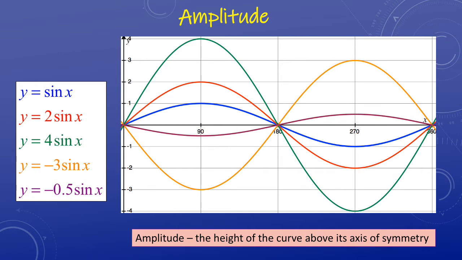So in y is equal to negative 0.5 sine of x in purple, the curve is reversed. And now it is no longer stretched, but shrunk vertically. The curve reaches 0.5 above its axis of symmetry, so its amplitude is 0.5.